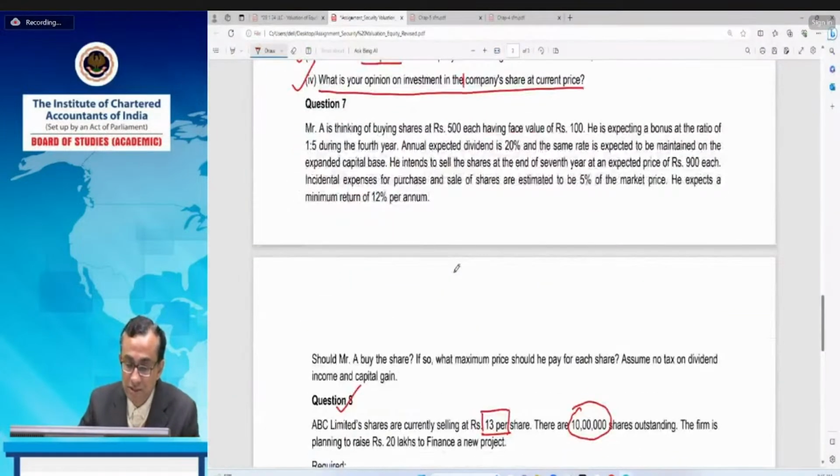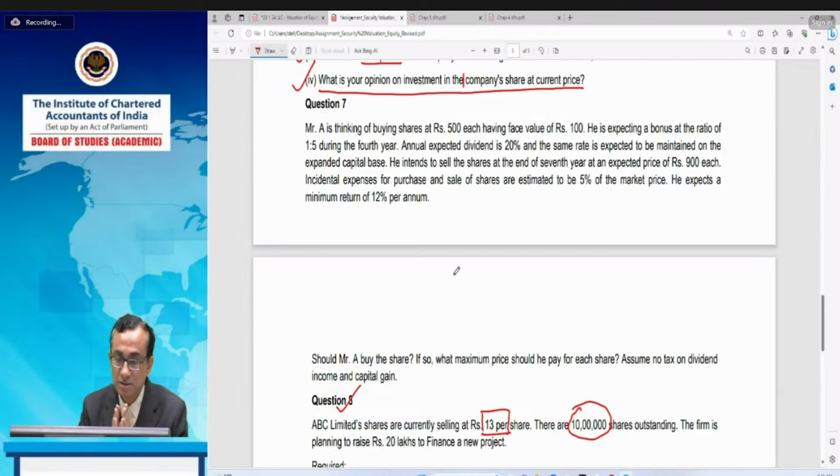Now read this question carefully. Mr. A is thinking of buying shares at 500 each and face value is rupees 100. He's also expecting a bonus share 1:5 in the fourth year. Expected dividend is 20% and it is to be maintained 20% every year. The company will pay dividend at 20% every year.